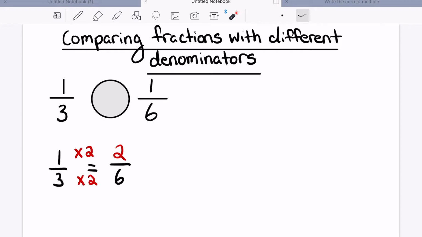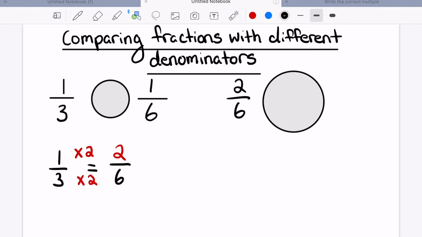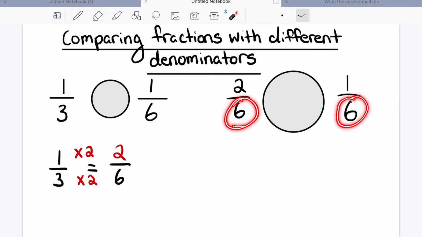So now we can compare the fractions easily. So we can say that 2/6, and then we'll compare it with 1/6. So these are equal, right? 1/3 and 2/6. So now we can compare it. They both have 6 as the denominator. So we're going to look at the numerator.